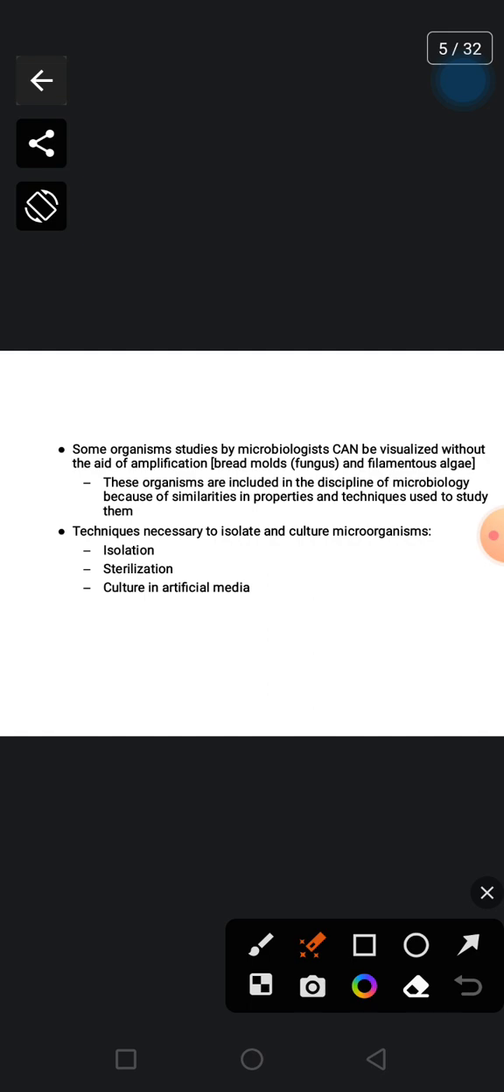So there are some techniques written here to isolate and to culture microorganisms. What is meant by culturing? Culturing means to produce the microorganisms, to develop and nourish them in laboratories. We have to do this because we need some types of desired product from them. So in order to isolate them, we do three processes.